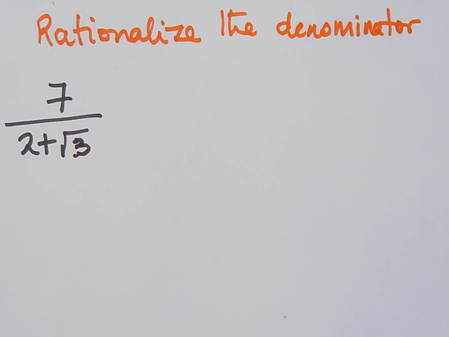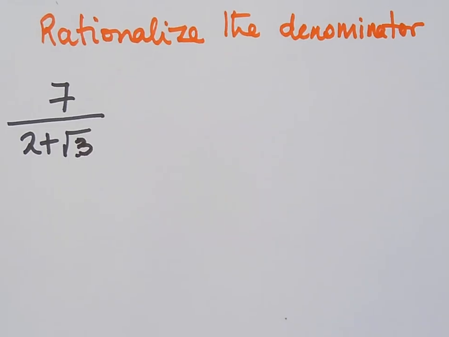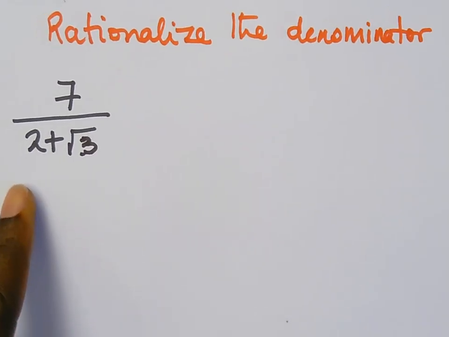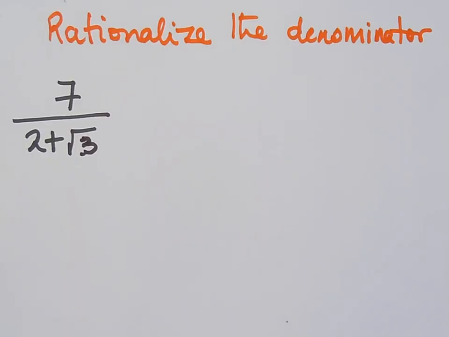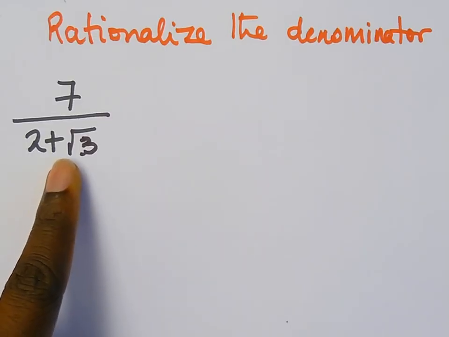All right, good morning. We are going to look at how to rationalize the denominator of a radical expression. So I'm given 7 divided by 2 plus radical 3. Now our goal is to get rid of the radical in the denominator using a process called rationalization.